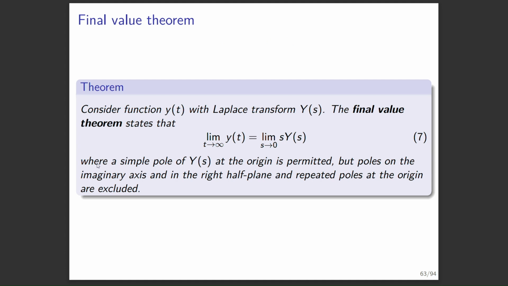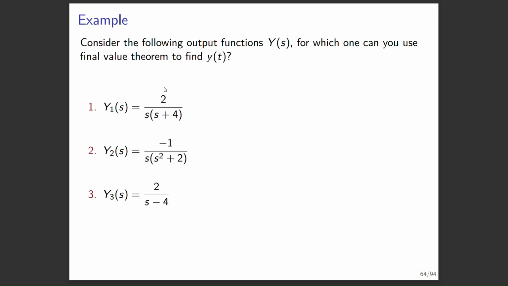So the restriction I have is that it is okay to have one pole at the origin. It is not okay if I have two poles at the origin, so repeated poles are not allowed. Poles on the right-hand side, so positive value, and imaginary axis are not allowed. This does not have any poles on the right-hand side, on the j omega axis, and there is one pole at the origin. So this is okay. I am able to apply final value theorem to this.